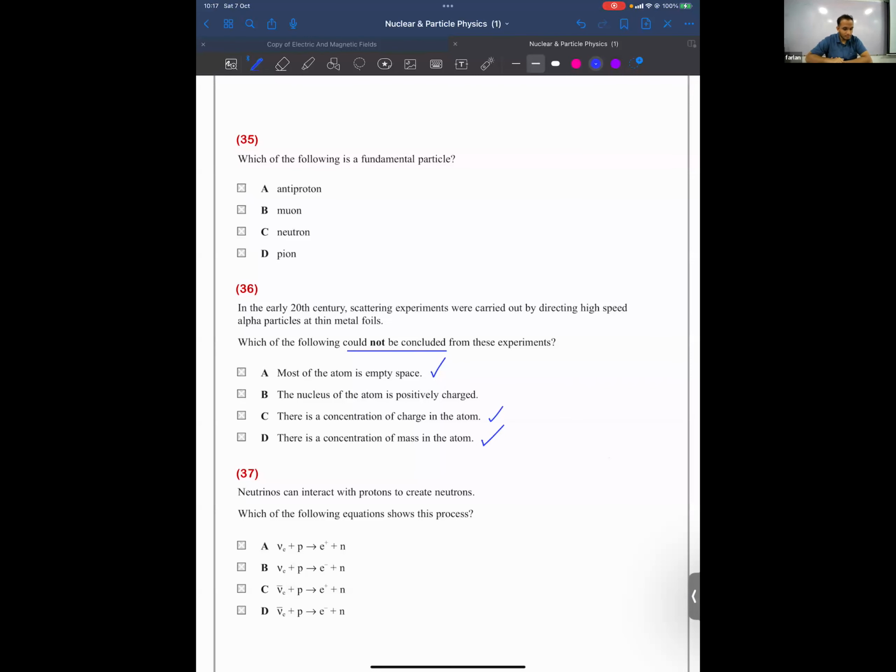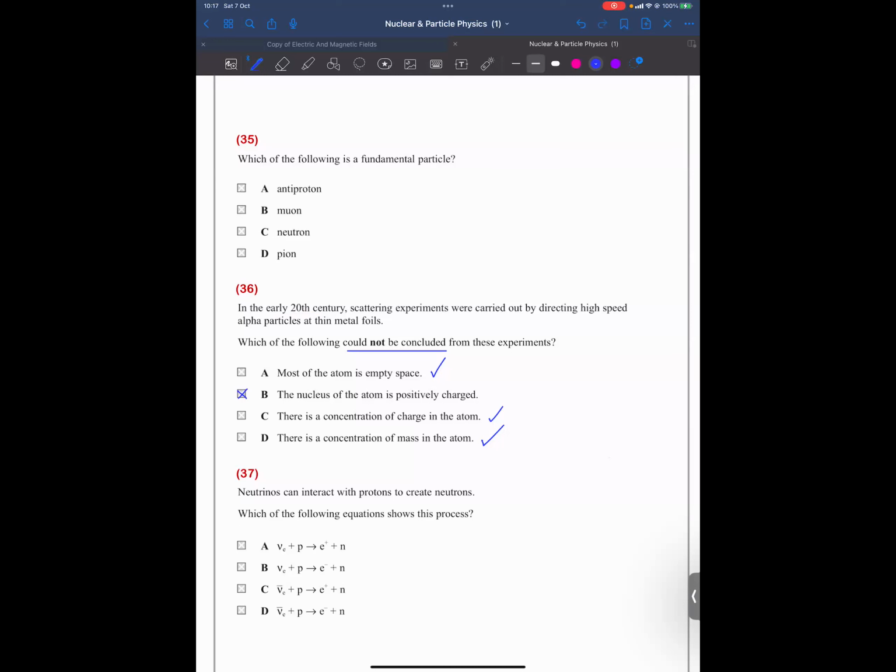The nucleus of the atom is positively charged was not a conclusion from that. Now we know that it is positively charged. But in that experiment, what was derived is that there is a charge concentrated at the center. But you didn't know whether it is positive or negative. So they're asking, based on that experiment in the early 20th century, what is not a conclusion? So based on the options available, that's B.